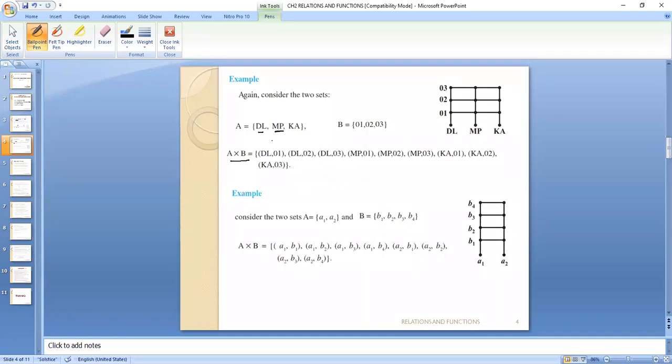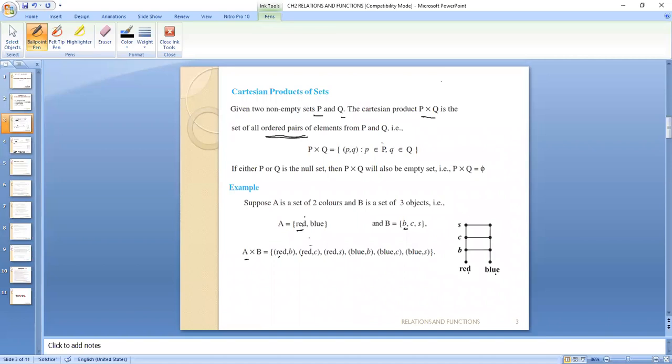That means if A has 3 elements and B has 3 elements, then the number of elements in A cross B will be 3 into 3 equals 9. We can check our previous example also. A has 2 elements, B has 3 elements. So 2 into 3, 6. We will check: 1, 2, 3, 4, 5, 6. This way you can check whether you have written all the ordered pairs or not.